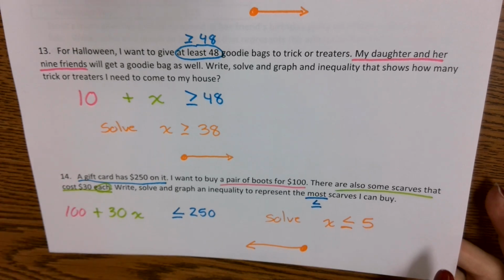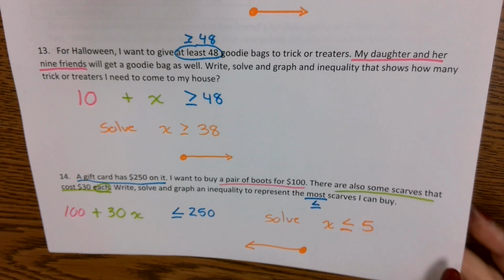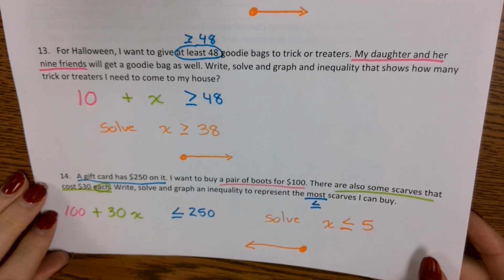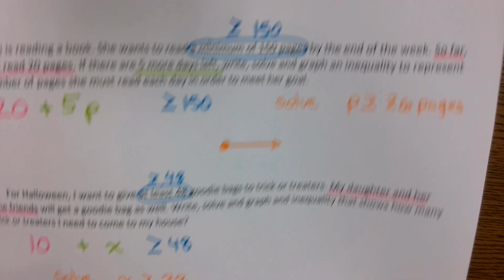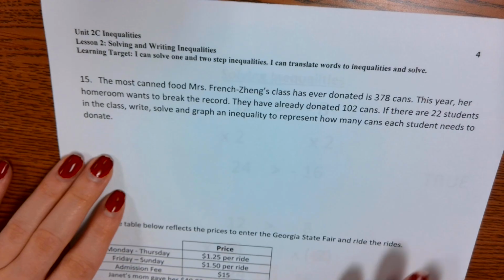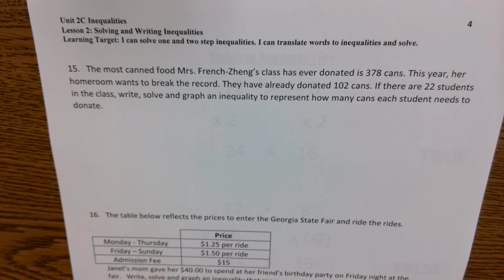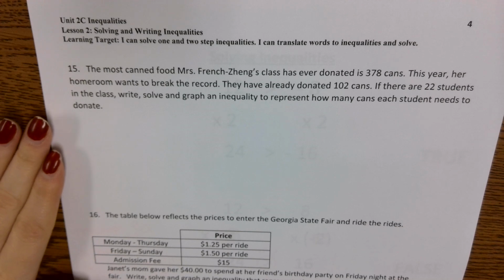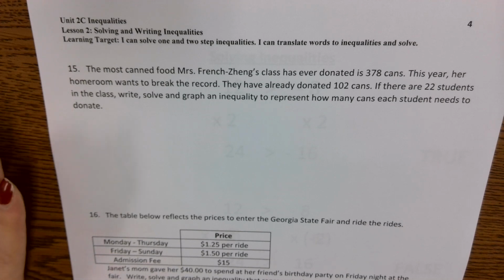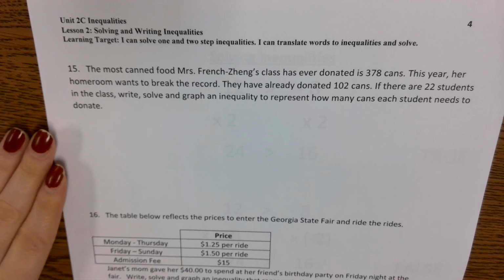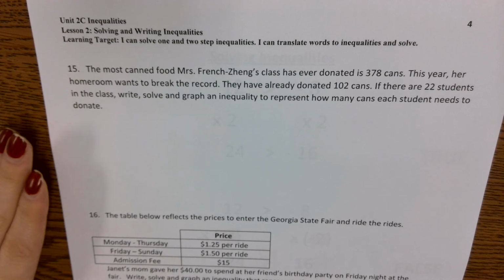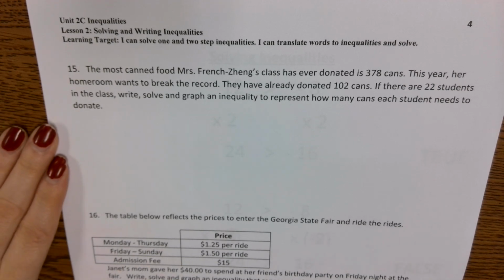All right, let's flip it on over to the last page. So with inequalities, sometimes if you get a decimal, that allows you to understand how you would properly round in a situation. So for here, the most canned food Miss French-Zheng's class has ever donated is 378 cans. This year, her homeroom wants to break the record. If we talk about breaking the record, are we talking about less than the record, equal to the record, or greater than the record? Greater, right? It's not going to be equal.